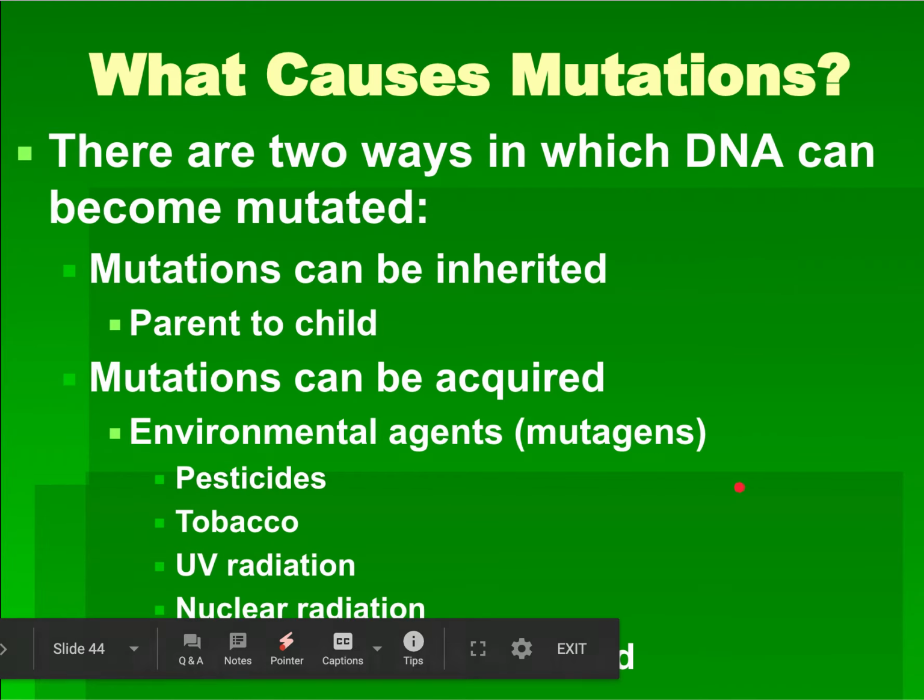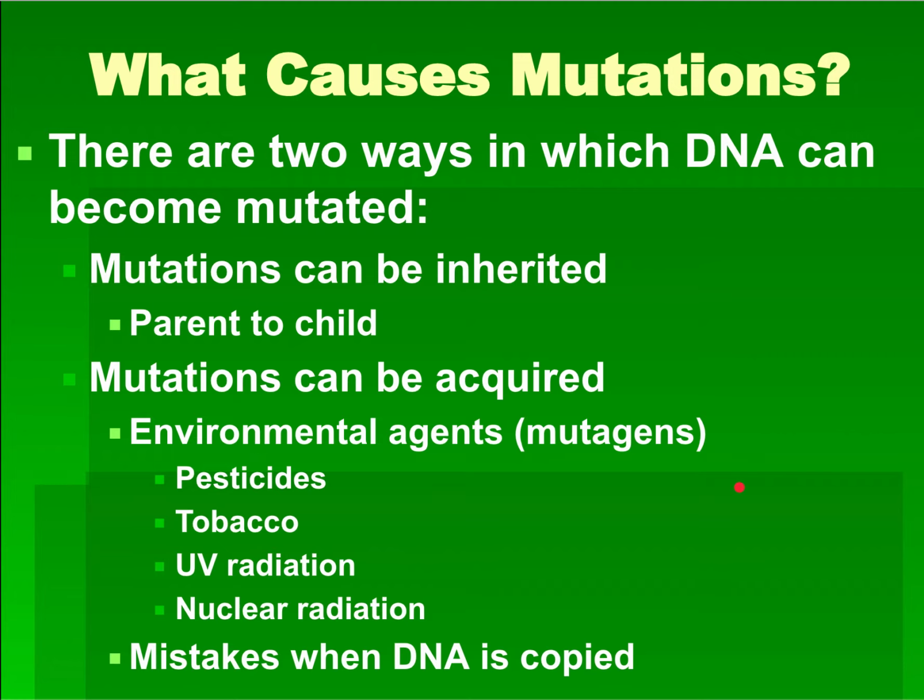All right, what causes mutations? There's going to be 2 ways in which DNA can become mutated. It can be inherited, from the parent to the child, or it can be acquired. Now, there can be environmental agents, mutagens: pesticides, tobacco, UV radiation, nuclear radiation.